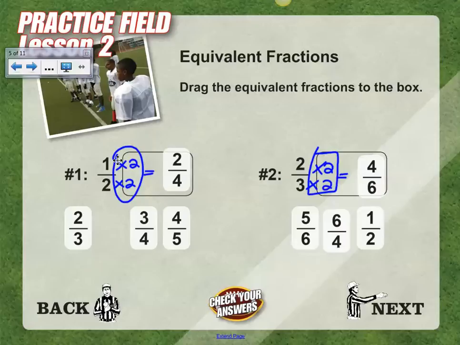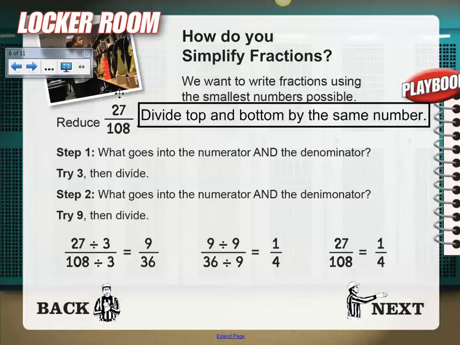So we have one last thing to talk about, which is how do you simplify fractions? We want to write fractions using the smallest numbers possible. That's what simplify means. Simplify means to make it smaller. So underneath the question, we're going to write what's in this box right here. So how do you simplify fractions? You divide the top and bottom by the same number.